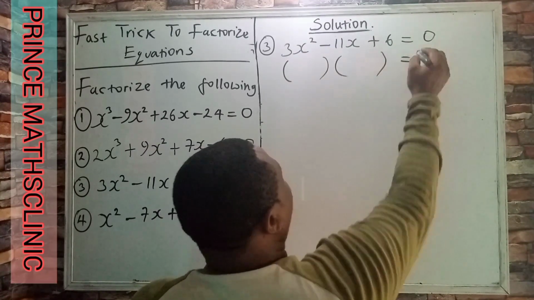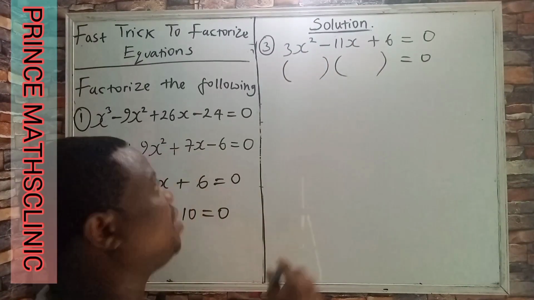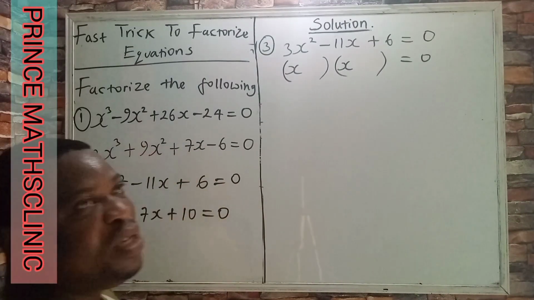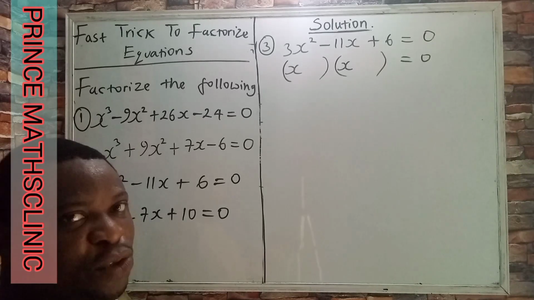Then 3 times 6 is 18, positive 18. So I'll put my x here and my x here. So two numbers that will give me 18 when I multiply them, and when I add them, I'll get negative 11. What are those two numbers?